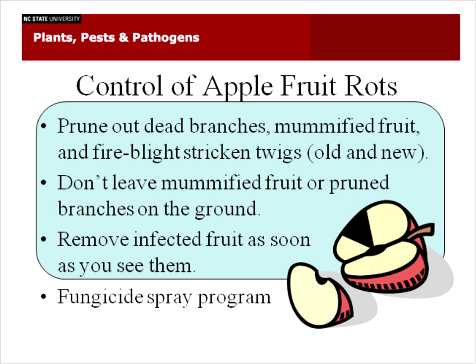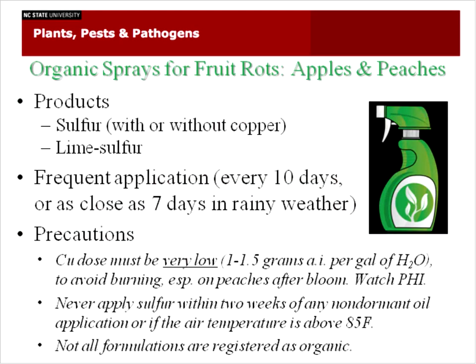The question really centers on the whole spray issue. Many of the things I talked about, this is basically a repeat slide from last time, were practices that can be done in an organic production system, such as pruning and not leaving mummified fruit and branches on the ground, and removing fruit as soon as you see it, not leaving overripe berries on the bushes, and so on. So a lot of different cultural practices are quite compatible with organic production. The place the rubber meets the road is when we have to talk about fungicide sprays and what can be used, and there are not many options.